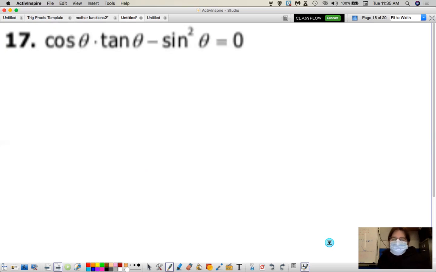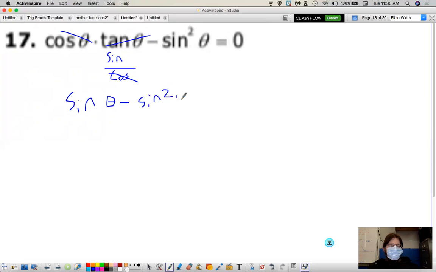Here's the ones I definitely want to check. They got a tangent or a cotangent in them. So this is actually pretty easy. We can rewrite tangent as sine over cosine. That's just going to cancel out these cosines. We're left with sine of theta minus sine squared theta equals 0. Reorder that.